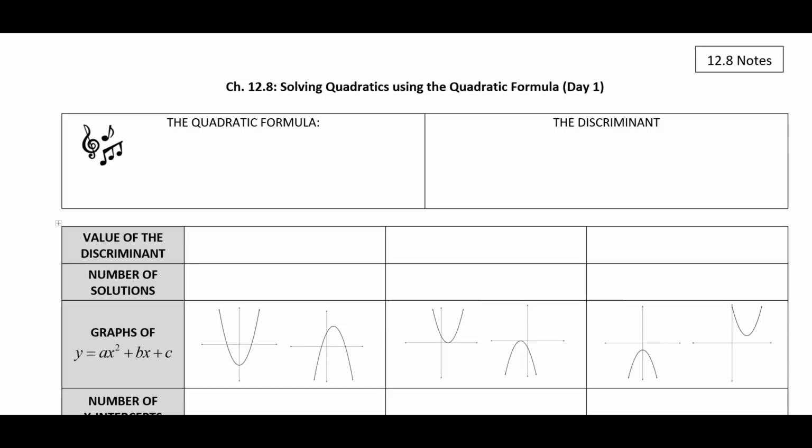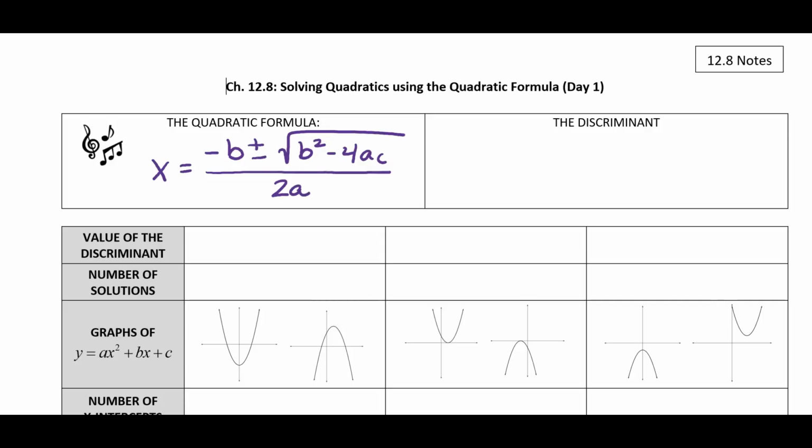Today we're going to solve quadratics by using the quadratic formula. So the first question is, what is the quadratic formula? The quadratic formula is x equals negative b plus or minus the square root of b squared minus 4ac, all over 2a. So you need to start memorizing this formula.